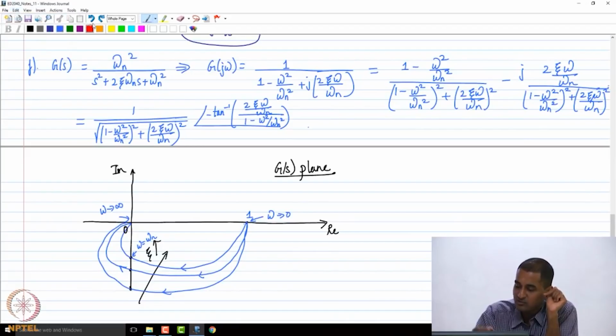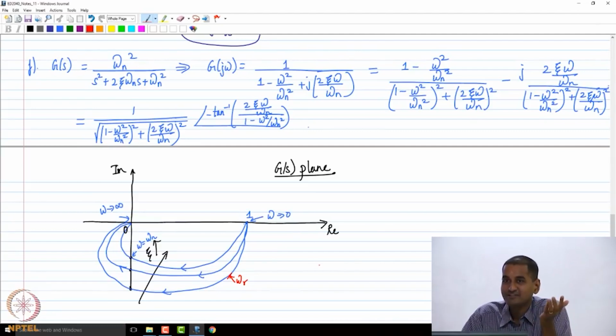Graphically, I can get omega r. What is omega r? It is the frequency at which the magnitude is the maximum. Magnitude is the maximum means the point should be the farthest from the origin. So for example, here this will be omega r, right? That's where it is farthest from the origin, so you get the maximum magnitude. So you can also identify the resonant frequency from here. Please look at the resonant frequency also and account for it.